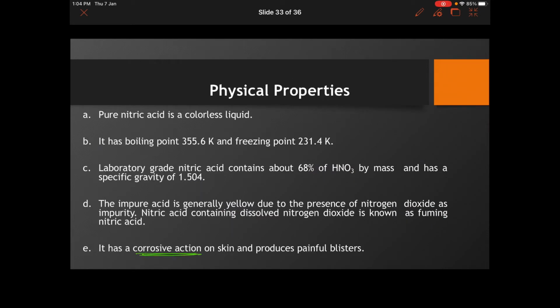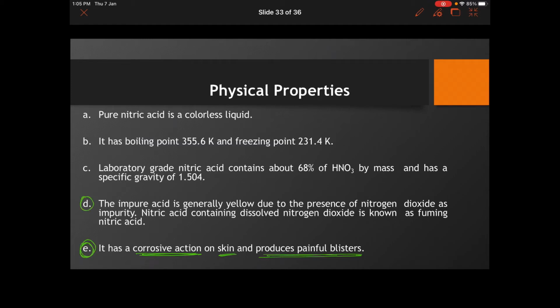It has corrosive action. Corrosive action means the metal or any substance it reacts with, it will corrode that substance, right? It will rust that substance. Rust is basically a name given particularly to iron corrosion, but basically corrosion is the main word, okay? And obviously on skin, it's a very strong acid. It will produce painful blisters like H2SO4 and HCl. Similarly, HNO3 is very corrosive on skin as well as on any of the substances. So again, very important point.